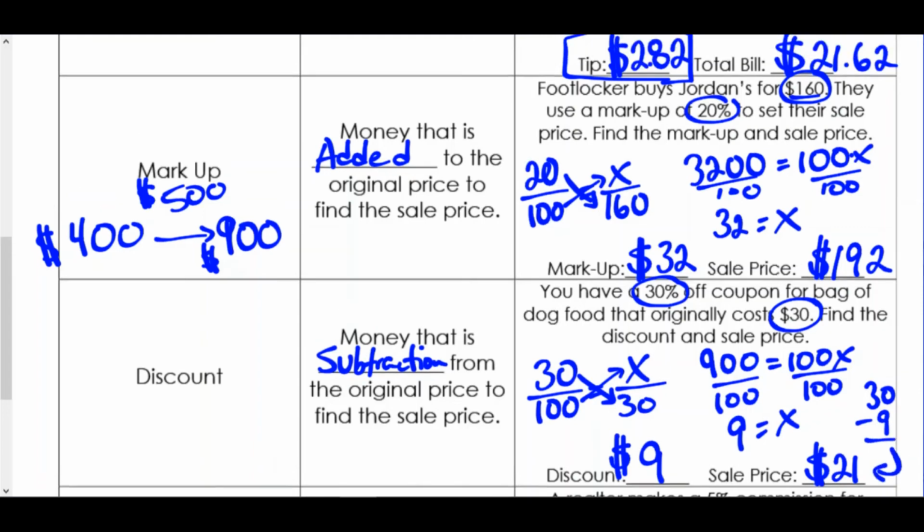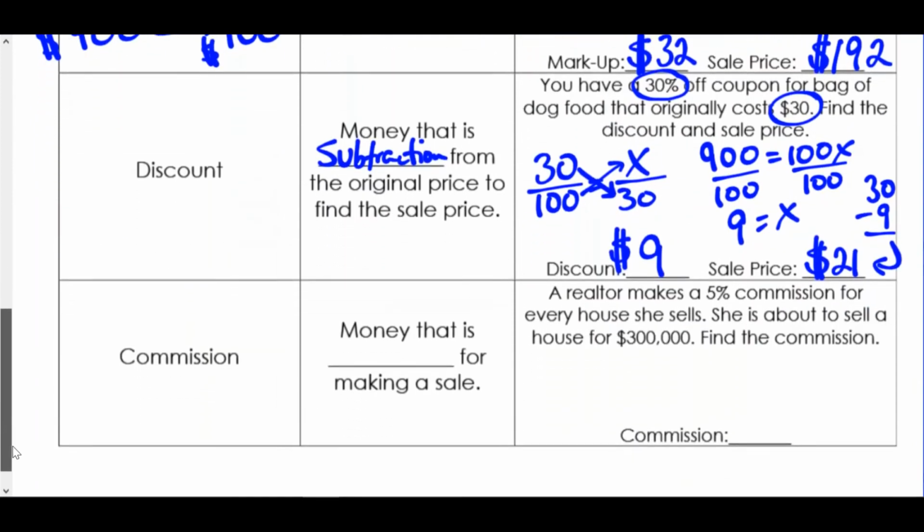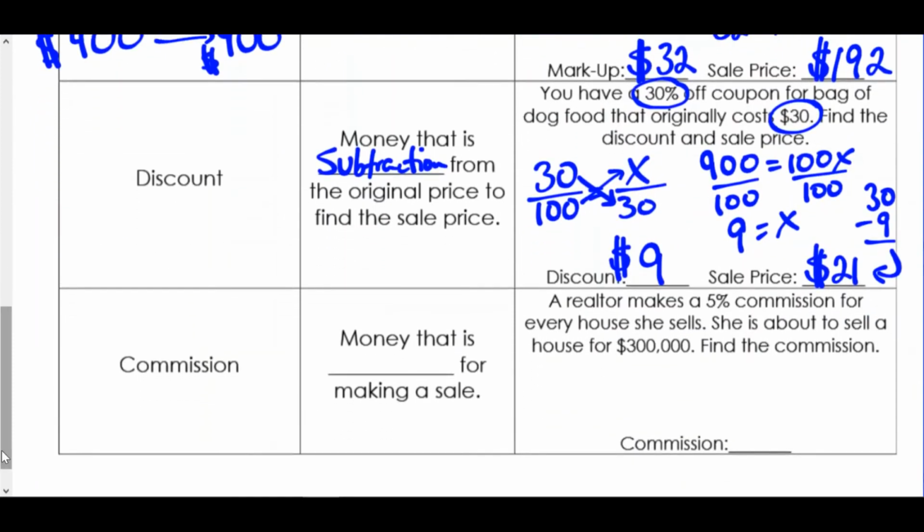All right, the last one we're going to go over here is commission. And commission really doesn't get added into anything. Commission is just money that is earned for making a sale. So if you work at a car dealership, if you're a realtor, you make a percent of the sale that you make.